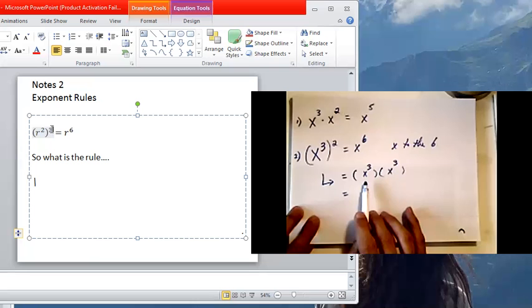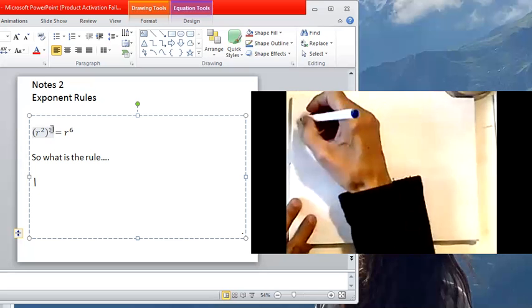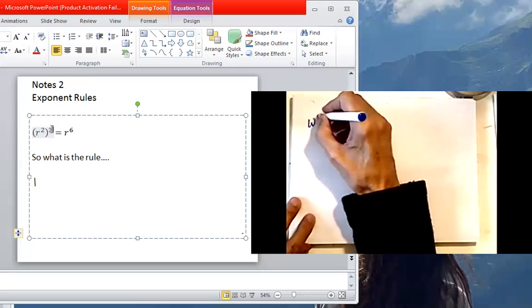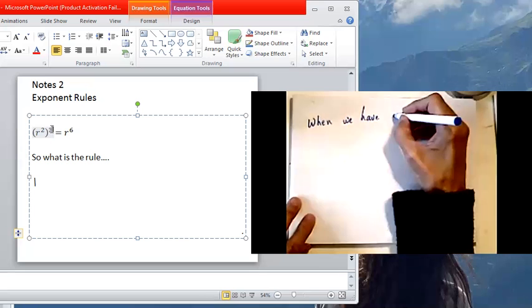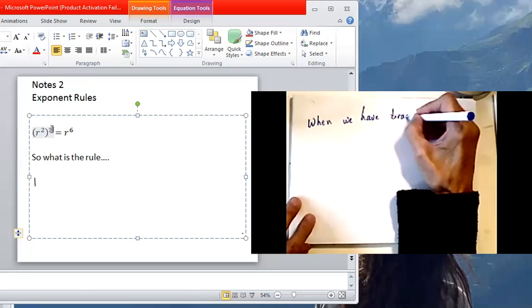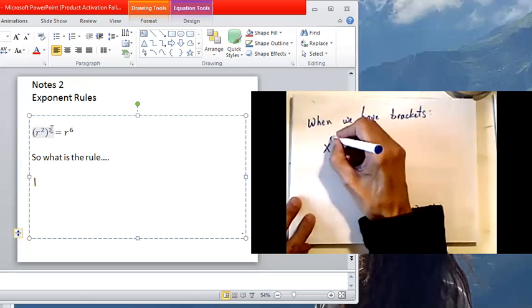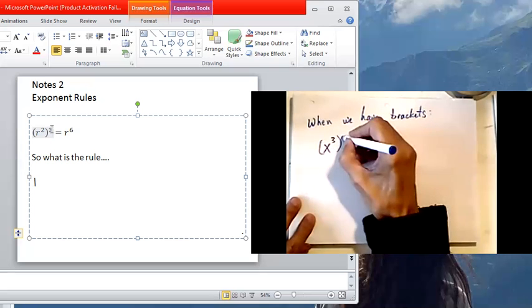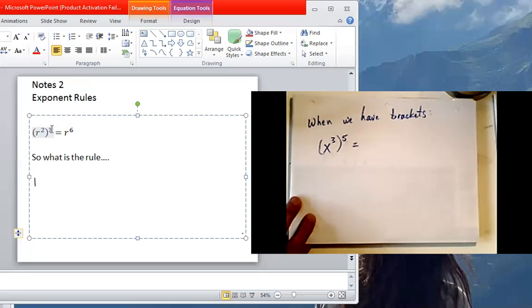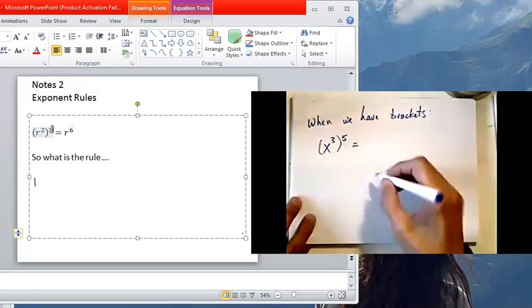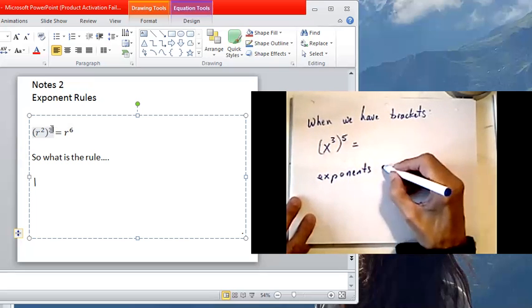Can I write it? I did earlier. So when we have brackets so that it looks like this, the exponents multiply together.